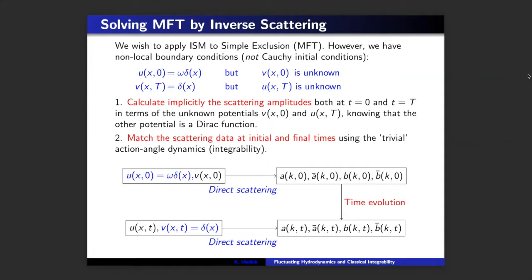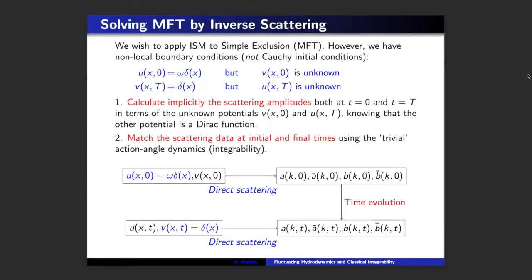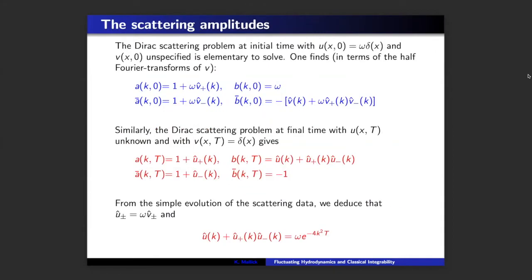So we do two direct scatterings, and we know how this scattering data evolves just by imaginary phases. So we can match them, and we can get two equations for these two unknowns. And the equations are quite nice. They're in fact quite simple. So this is the procedure.